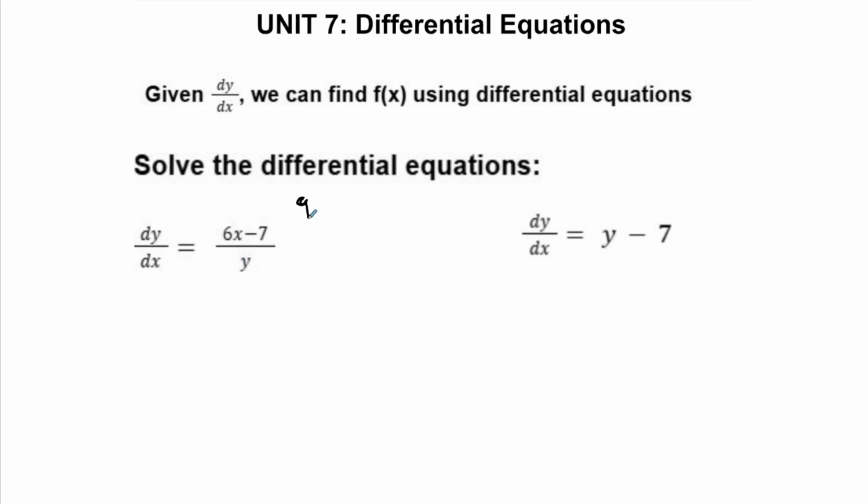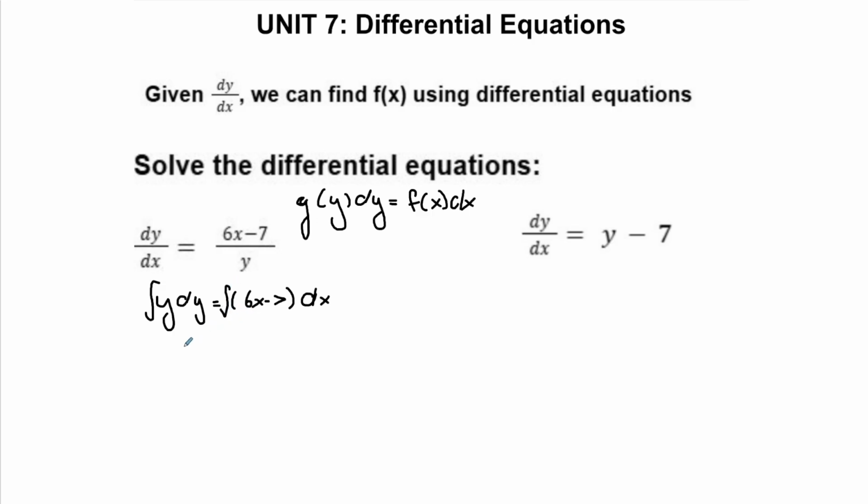We need to get some function of y times dy equal to some function of x times dx. In this example, we can rewrite this as y dy equals 6x minus 7 dx. So we just have to manipulate the terms so that we can get a function of y and a function of x. And then we just integrate both of them, right? So we're going to have 1/2 y squared equal to 3x squared minus 7x.